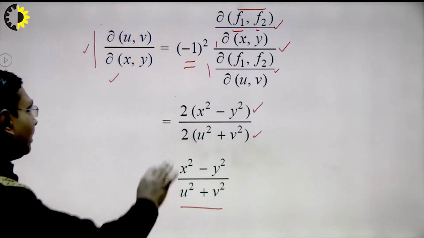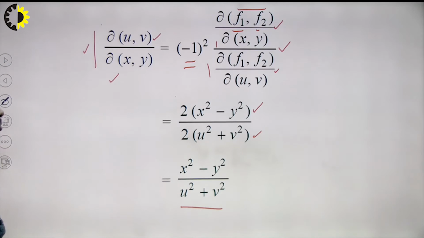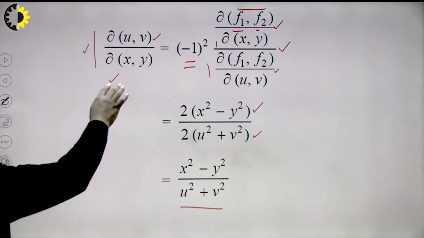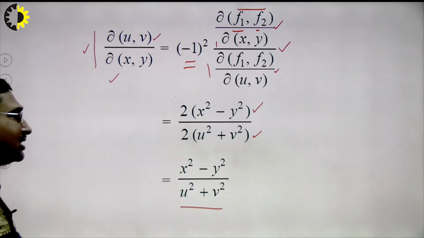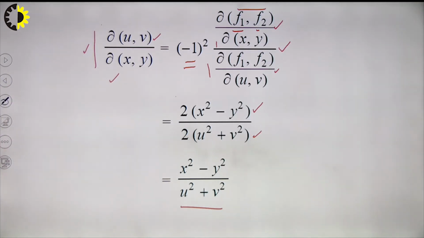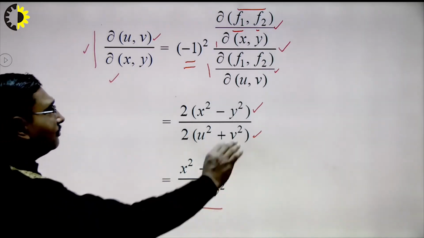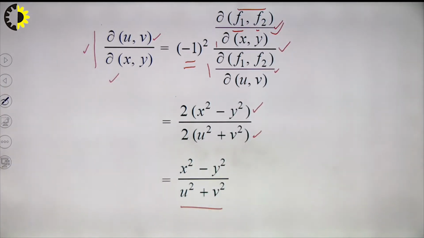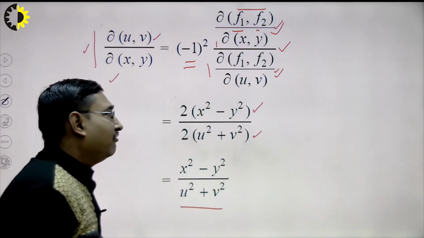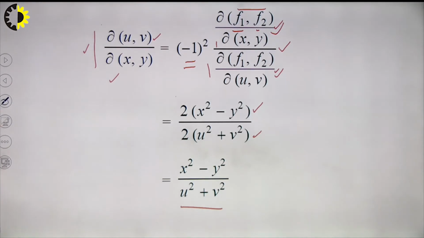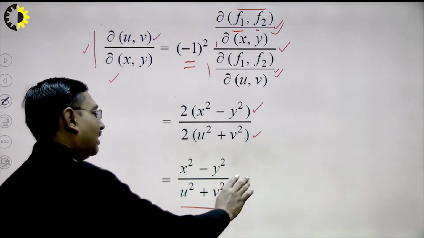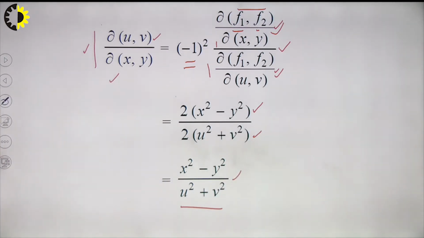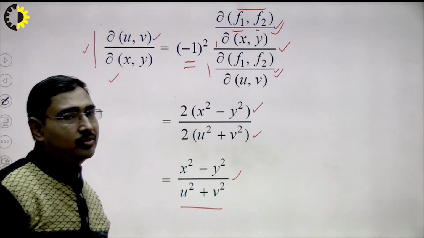Because we were not able to express u, v in terms of x and y or x, y in terms of u and v, the previously discussed methods were not fruitful here. Then this Jacobian ∂(f1,f2)/∂(x,y) was calculated by the usual process. Then this Jacobian ∂(f1,f2)/∂(u,v) was calculated by a similar process, and substituting these values here I obtained the value of ∂(u,v)/∂(x,y) as this value.